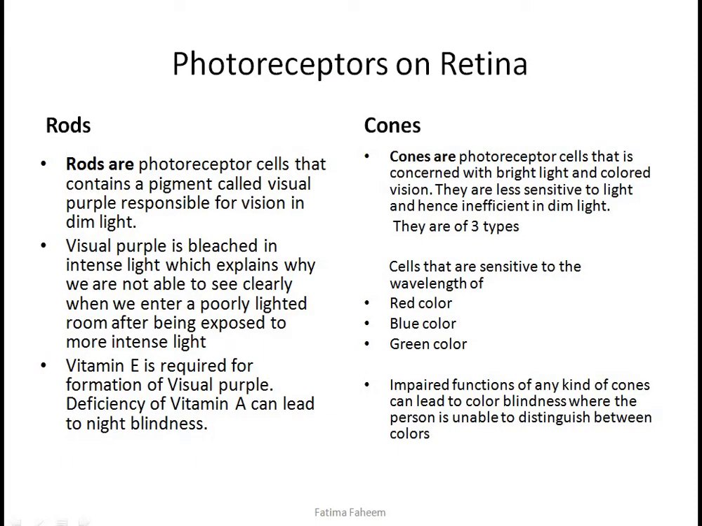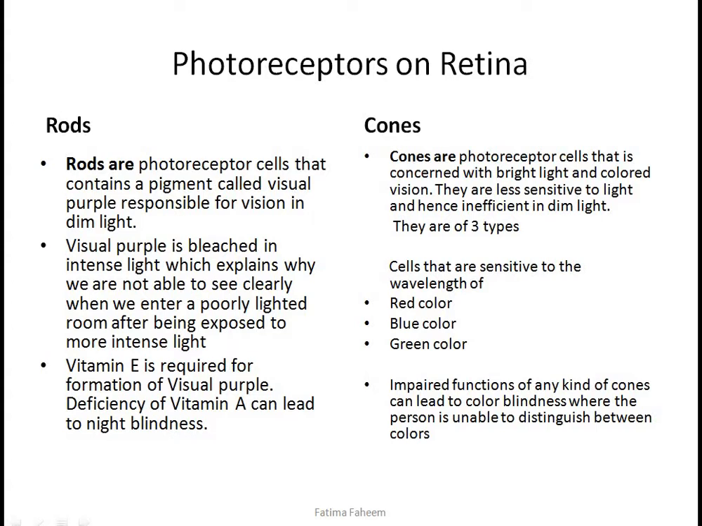There are two types. First, understand the term photoreceptors. Photo means light, receptor means receiving cells. So the cells which are sensitive towards the stimulus of light are called photoreceptor cells. These cells are present on the retina. They are of two types, rods and cones. Rods are photoreceptor cells that contain a pigment called visual purple, responsible for vision in dim light.